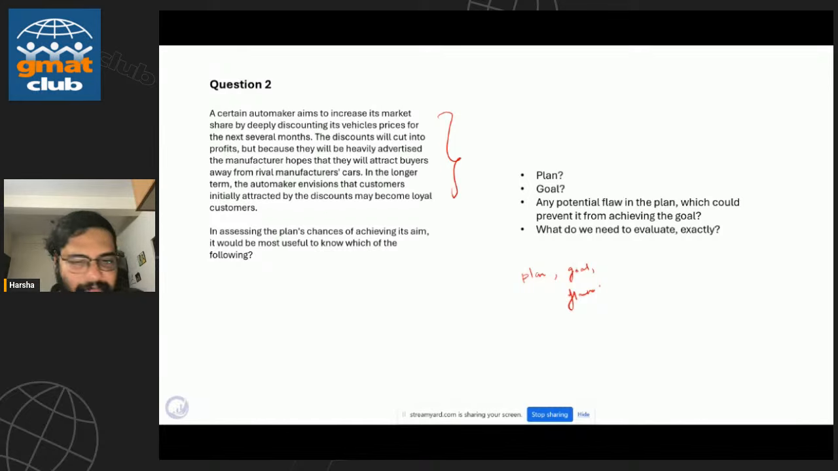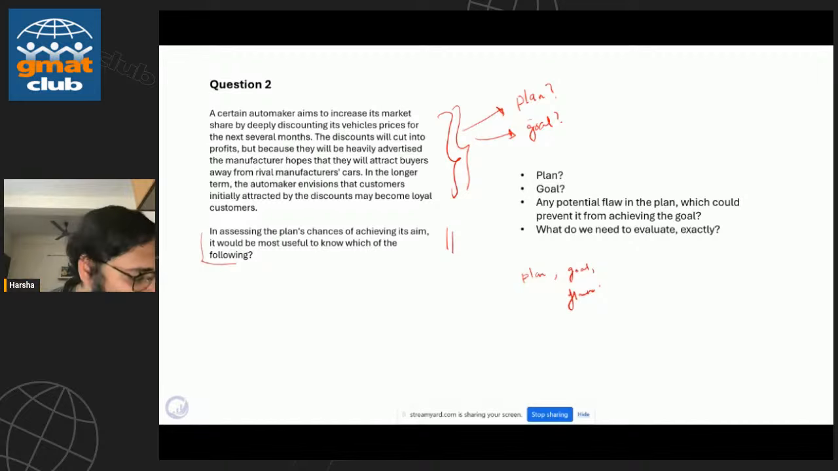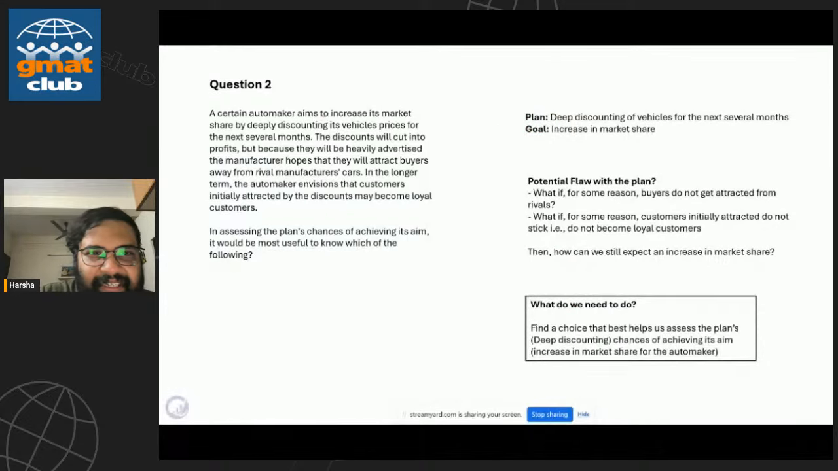Fantastic. What you guys are doing here in the comment section, I want you to do this before you go to read the question stem, when you're reading your argument. Once you've read the argument, just before you start reading the choices, take a few seconds and be crystal clear what is the plan and what is the goal of the plan. It can help. So the plan is to do deep discounting of the vehicles for the next several months. The goal is, of course, stated to you explicitly: we want to increase market share.